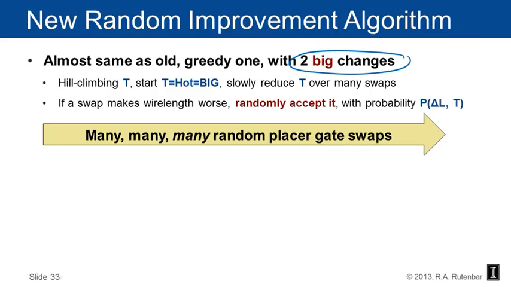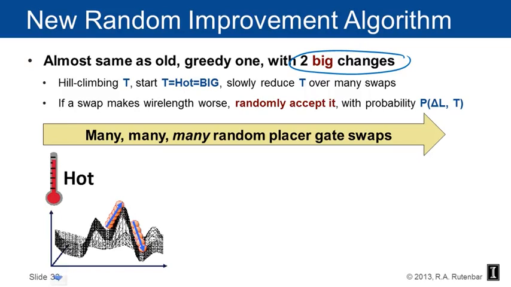And so the temperature starts out very hot, and it gets cold as time progresses. And at any given temperature, we evaluate this magic function, e to the minus delta L over T, and if the swap makes the wire length worse, we accept it randomly with a probability. So here's how the algorithm goes at a very high level. At the start of my new random iterative improvement algorithm, I set the temperature to be very hot.